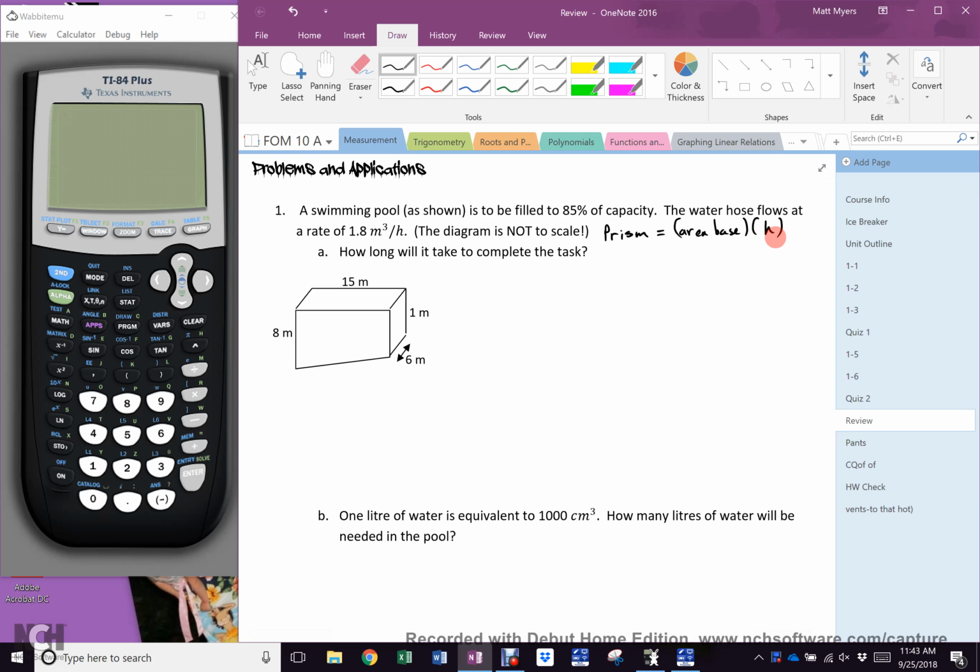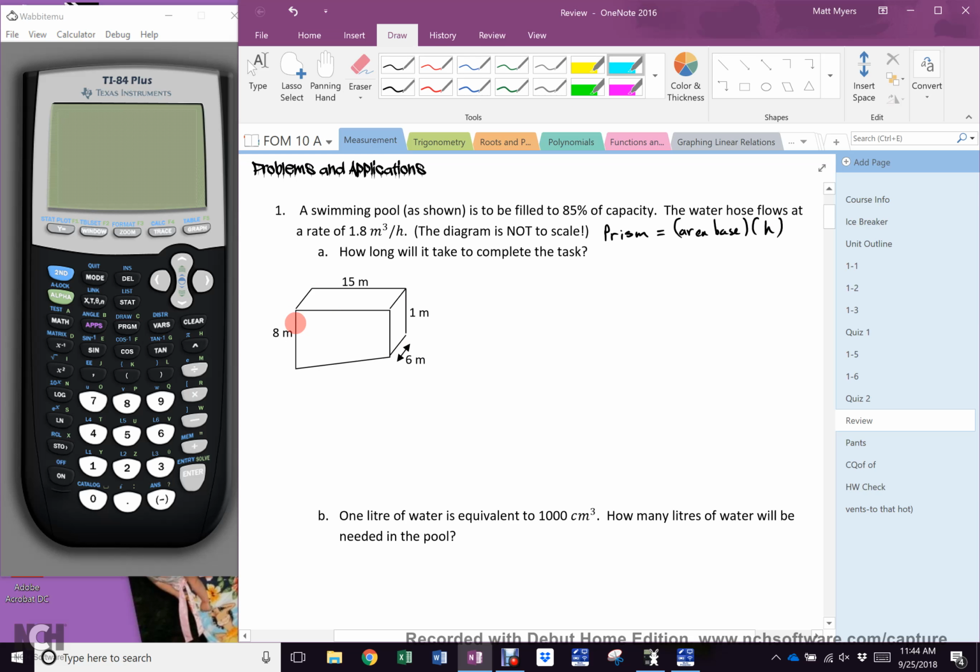The base is the shape that repeats. You can only see three shapes here. One of those three shapes appears twice on this prism. Is it the yellow rectangle? No, of course not, because the yellow rectangle at the bottom has this angled piece, so it can't be the yellow rectangle. Could it be the blue rectangle? No, of course not, because the blue rectangle over here is much longer.